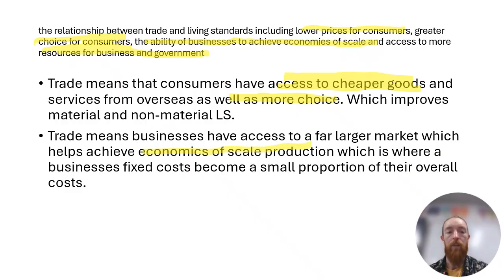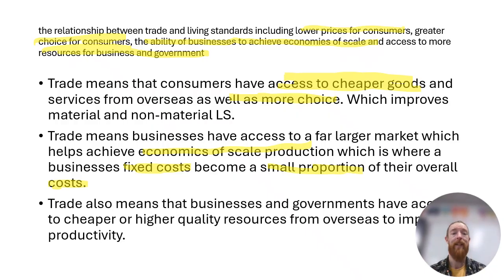What that means is that your fixed costs become a smaller proportion of your overall costs. So for example, if you own a factory, you have to pay rent for that factory every month regardless of how much you produce. So let's say, for example, rent is $100 and you produce 100 things. You're basically paying $1 in rent per thing that you produce. Then when we open up to wider economies or more economies, you can now produce far more than 100 things, but you're still only paying $100 rent. So that rent becomes a smaller proportion of your overall costs because of economies of scale. It means that businesses can become more profitable.